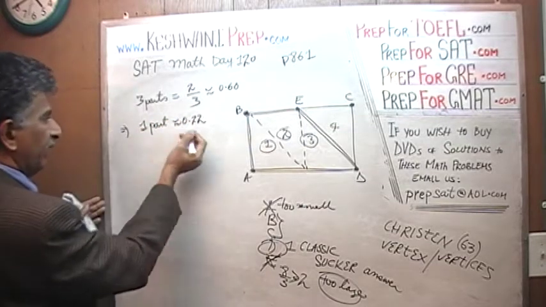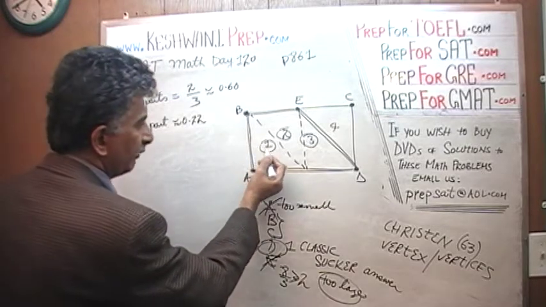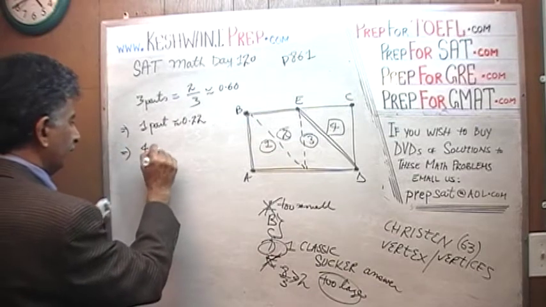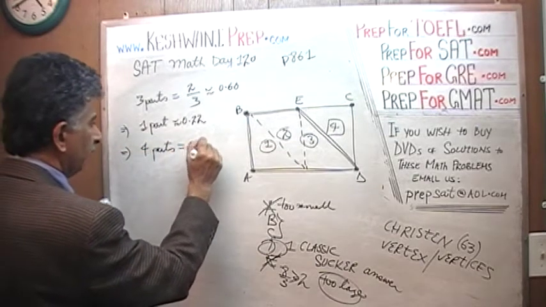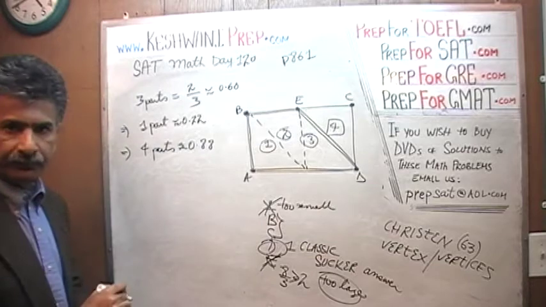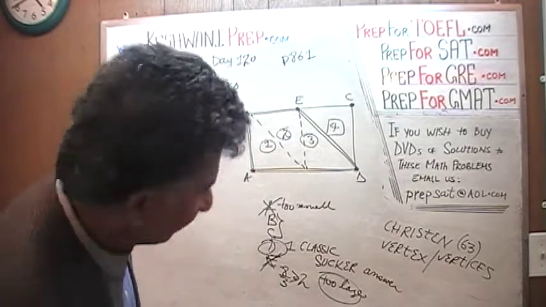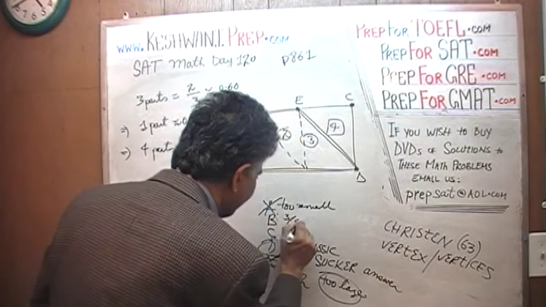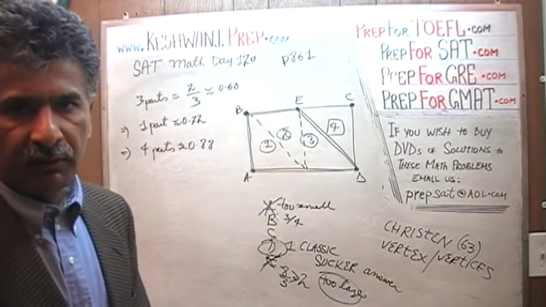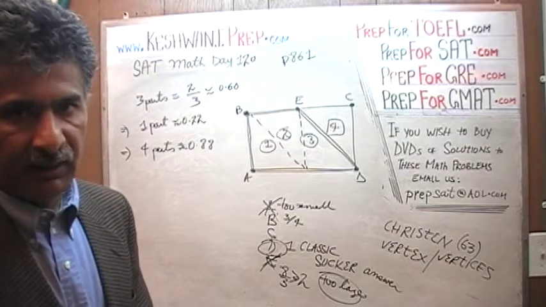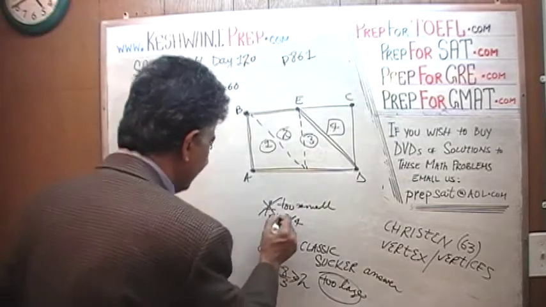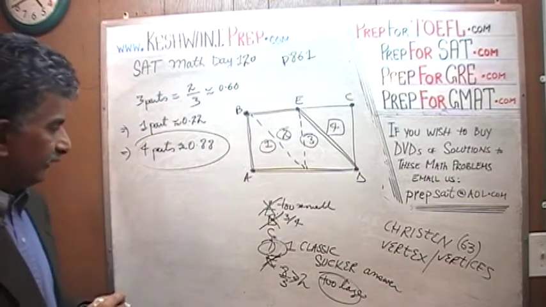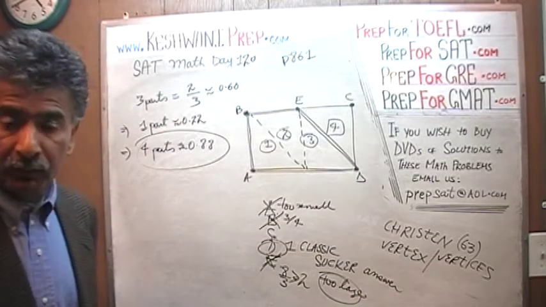This implies that 1 part must be 22. The entire thing is made up of 1, 2, 3 and 4. That implies that 4 parts must be 0.88 approximately. And answer choice B says 3/4. 3/4, of course, we can clearly see is not 0.88, it is 0.75. Therefore, the answer is not B. We are looking for 0.88. The answer is C. This is one way to go about it.